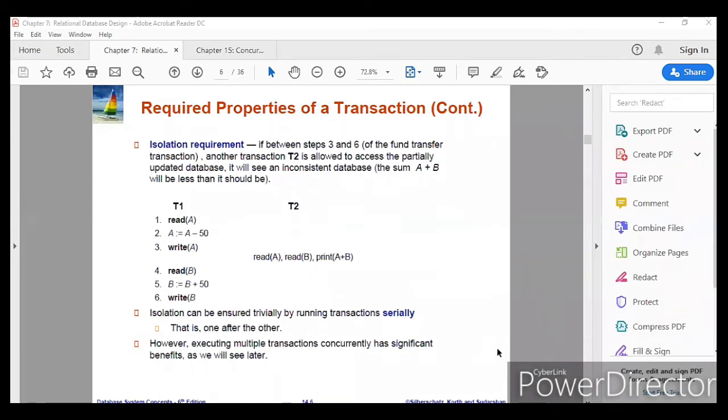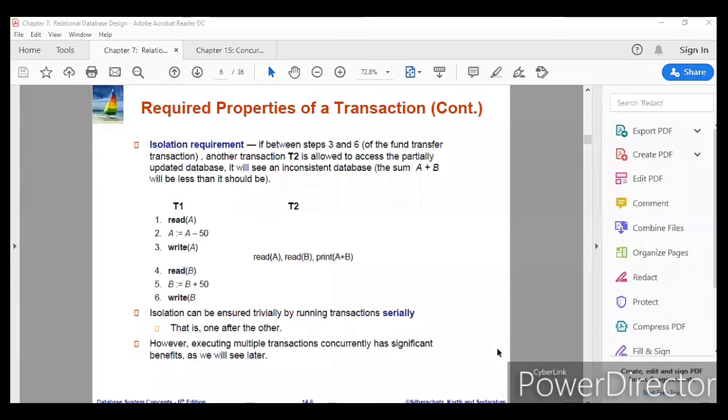So the next property of a transaction, ACID: I stands for isolation. If between steps 3 and 6 of the fund transfer transaction example, another transaction T2 is allowed to access the partially updated database, it will see inconsistent data. So the sum A plus B will be less than it should be.